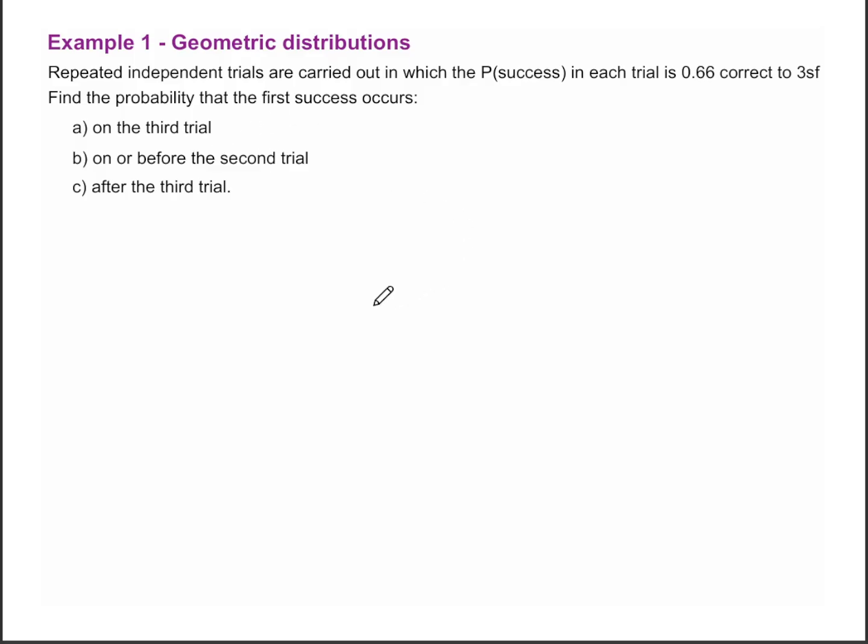Repeated independent trials are carried out in which the probability of success in each trial is 0.66, correct to 3 significant figures. We need to find the probability that the first success occurs on the third trial. That means you want a fail in the first two, then you want the success in your third one. For that, we will have (1 minus p) squared, because you want it to happen twice. Then you'll multiply that by p, where your p is 0.66. So (1 minus 0.66) squared times 0.66.